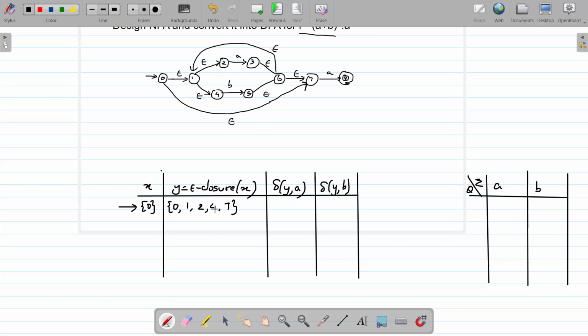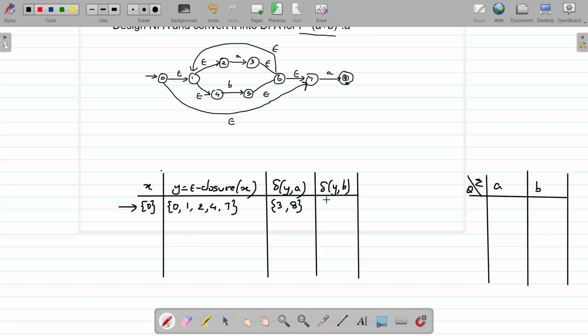So transition from Y, so 0 on getting A as the input, there is no transition. 1 on getting A as the input, there is no transition. 2, yes, on getting A as the input, there is a transition. So that transition is 3. So we write the state where we reach on getting A as the input. 4, if you get A as the input, there is no transition. Then 7, on getting A as the input, there is a transition. Yes, it moves to 8. So we get a set of states. 3 and 8 is a set of states that we reach on getting A as the input.